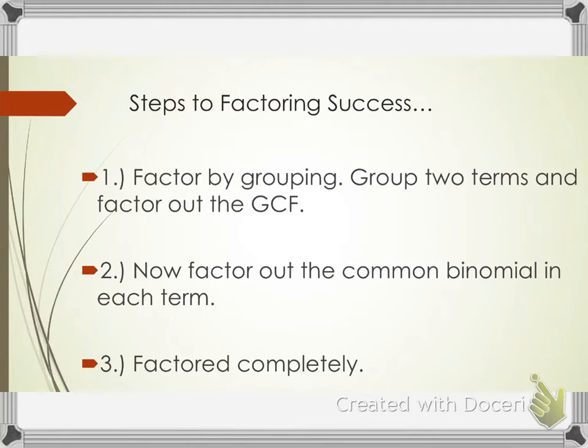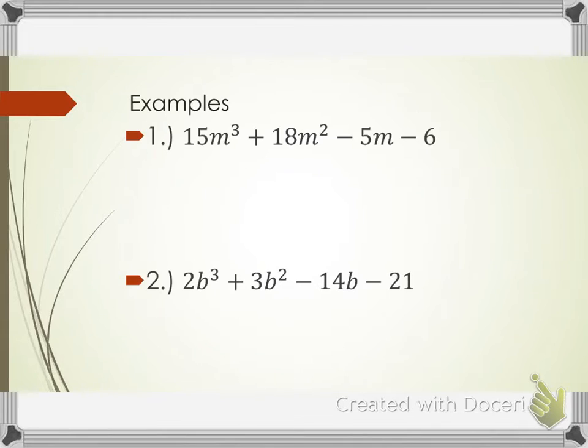We good? Okay, let's get to our examples. Our first example from the previous couple of slides, 15m cubed plus 18m squared minus 5m minus 6. So step 1 says to factor by grouping. I'm going to group 2 terms together that have a GCF. Anyone notice a GCF in 15 and 5? What else? 18 and 6. 18 and 6. What else?